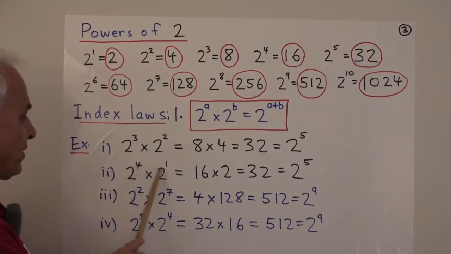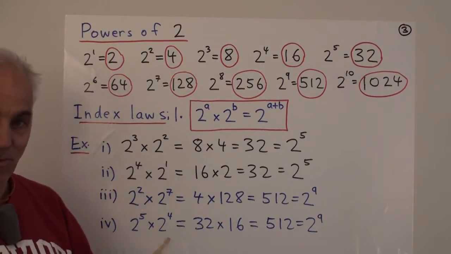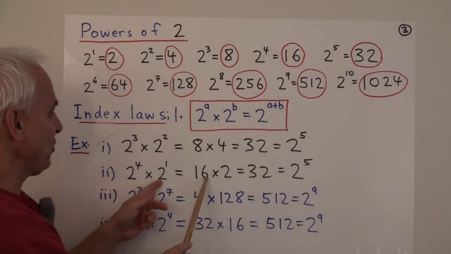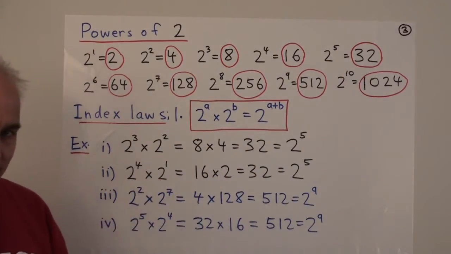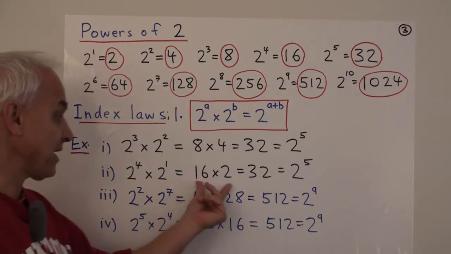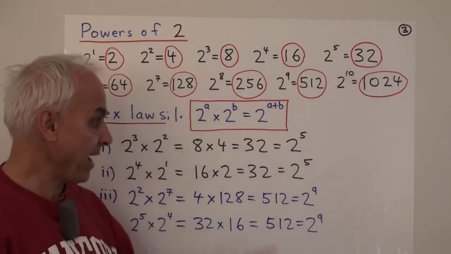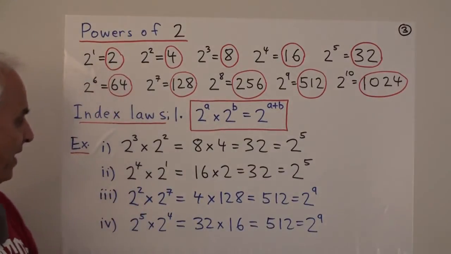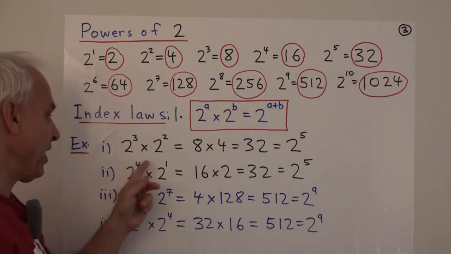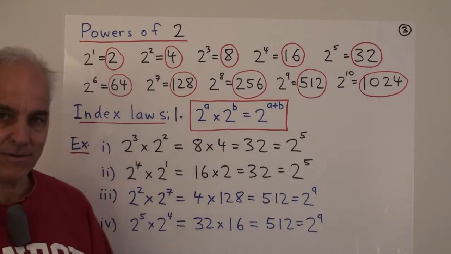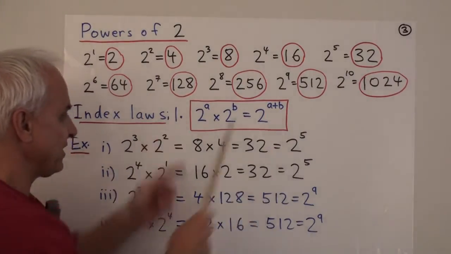2 to the 4th times 2, or times 2 to the 1. 2 to the 4th is 16. 2 to the 1 is the same as 2. 16 times 2, I hope we can figure that out, that's 32. Again, that's 2 to the 5th. And yes, the exponent here and the exponent here have been added to get the exponent here. So this is another case of the same index law.